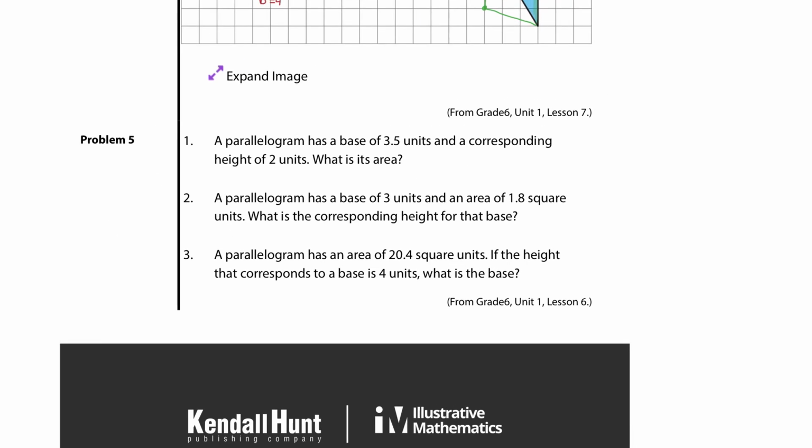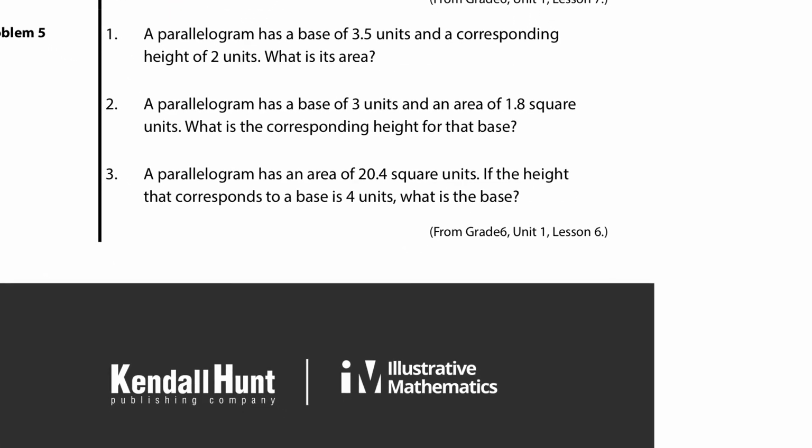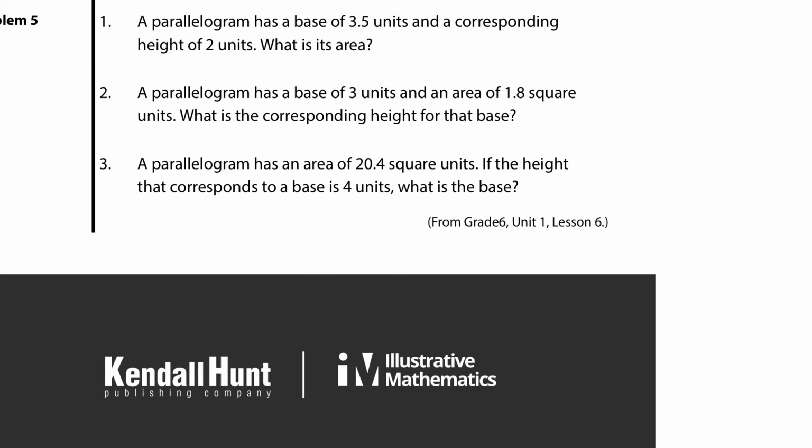Problem 5, a little bit of review here. 1, a parallelogram has a base of 3.5 units and a corresponding height of 2 units. What is its area? We can find area by taking base times height. And so our base is 3.5. Our height is 2. And so we have an area of 7 square units.